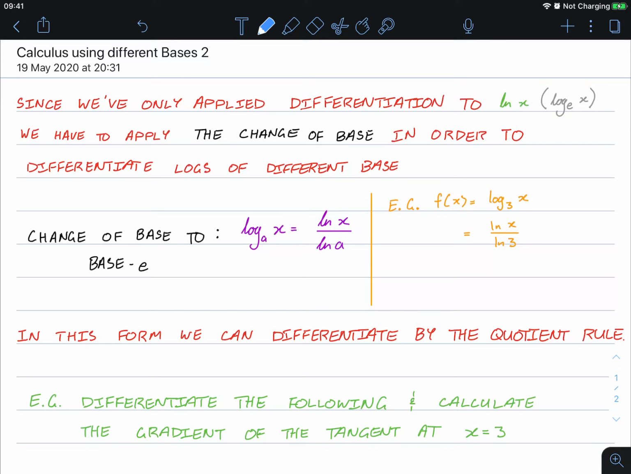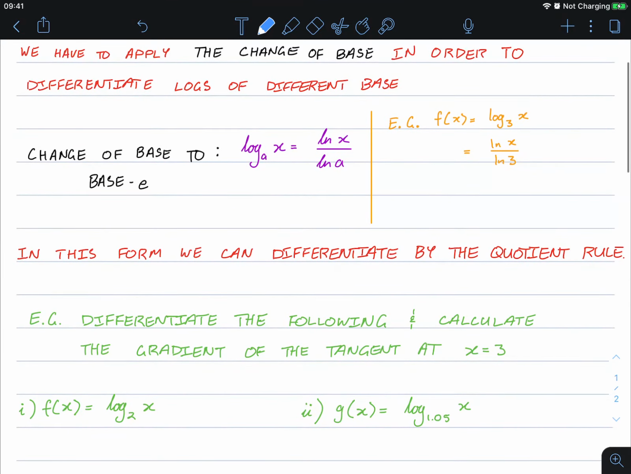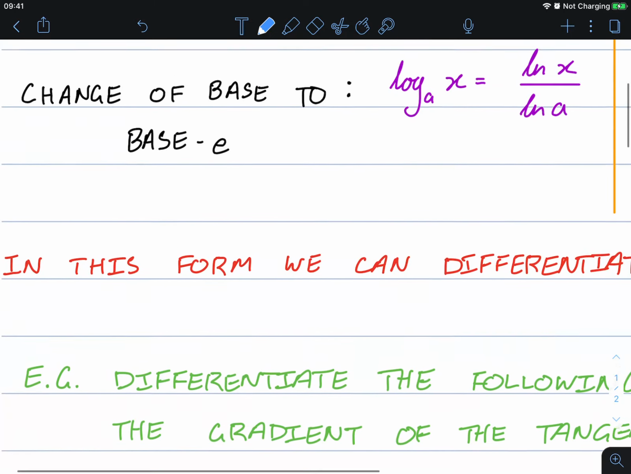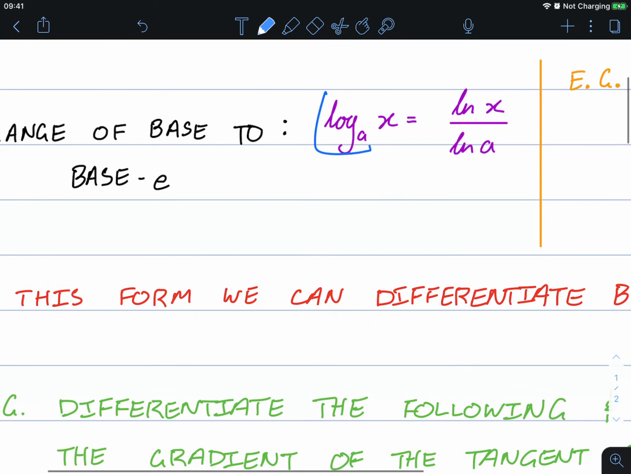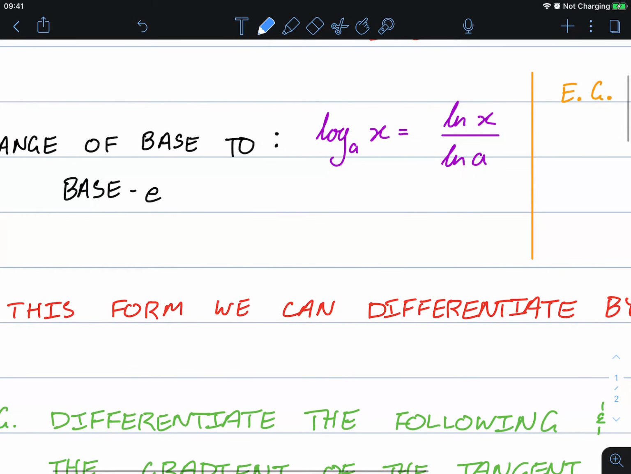Since we've only applied differentiation to ln of x, in case you forgot, that's log base e of x, we have to apply the change of base in order to differentiate logs of different base. So in case you've forgotten the change of base to base e, let's say we have log base a, so any base of x, we can change that by taking the natural log of x divided by the natural log of the previous base.